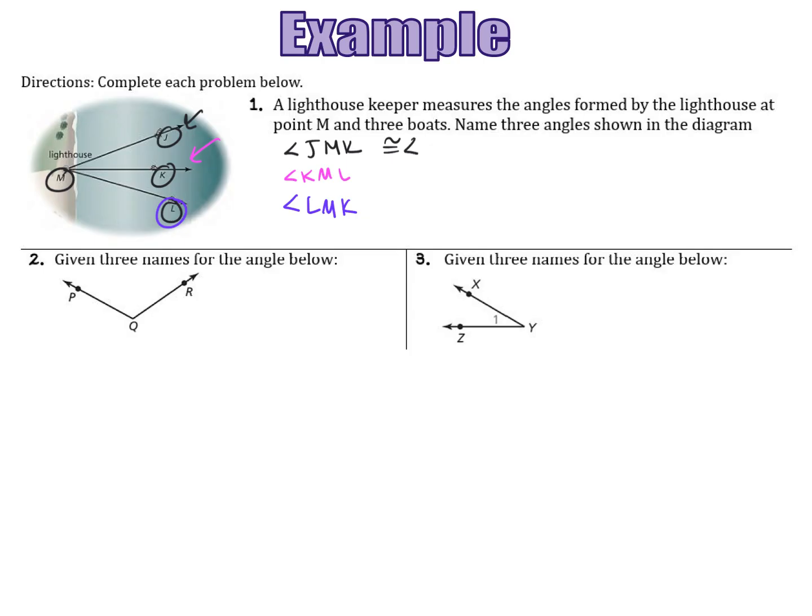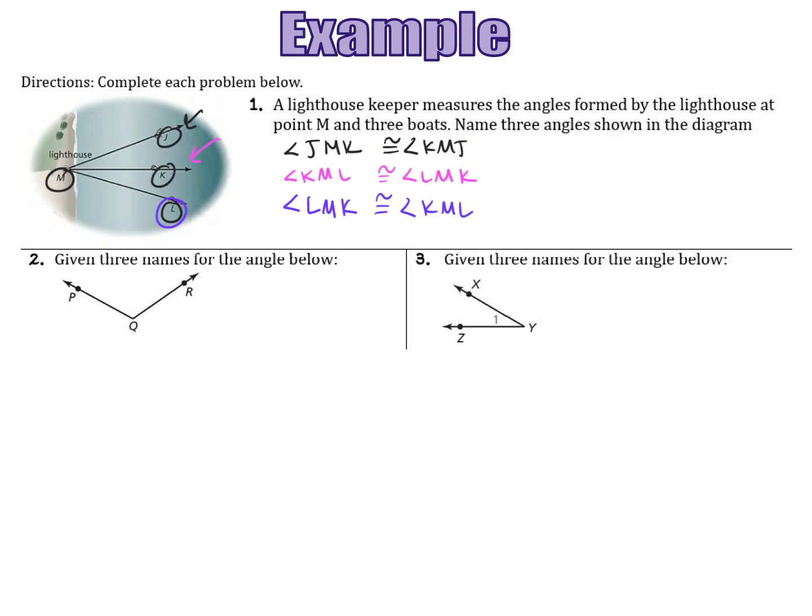So I could say this is the same as, or congruent to, angle KMJ, which is the same angle, just I'm going in the reverse order of the letters. So this angle would also be congruent to angle LMK. And what would this third angle be congruent to? That's right, it would be congruent to angle KML.